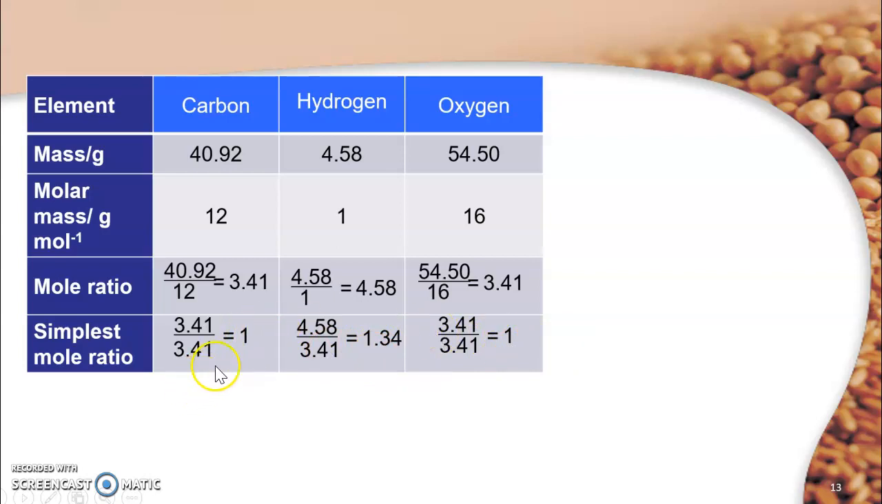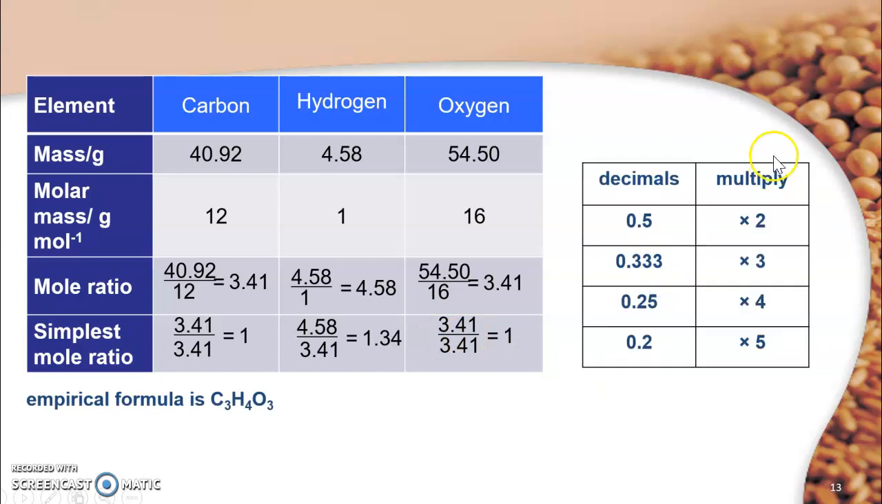Okay, or subsequently by 3, by 3, by 3, so that you can remove the decimal points and you can get a whole number. If you're not very sure of what I'm talking about, you can refer to the table over here. In this case, you notice that whenever you get the simplest mole ratio, you have various decimals. Let's say if it's 0.5, you need to multiply by 2. 0.333, you need to multiply by 3.